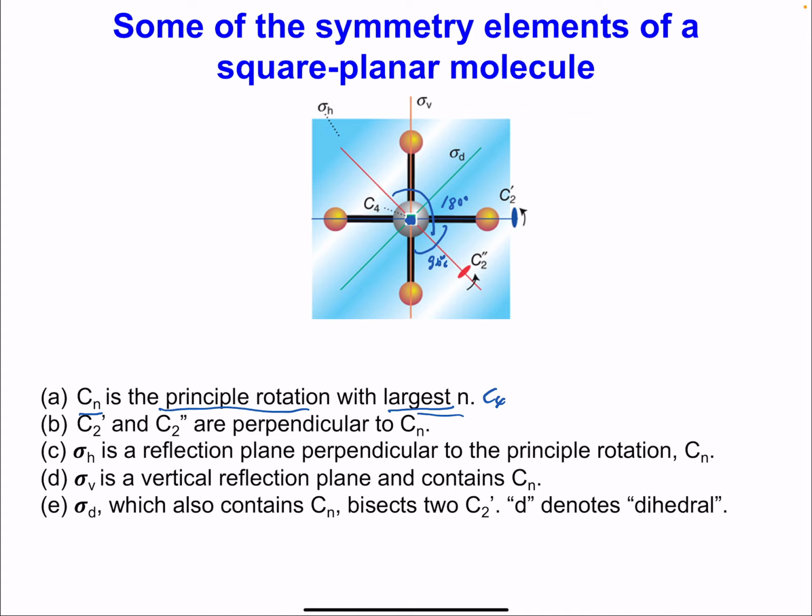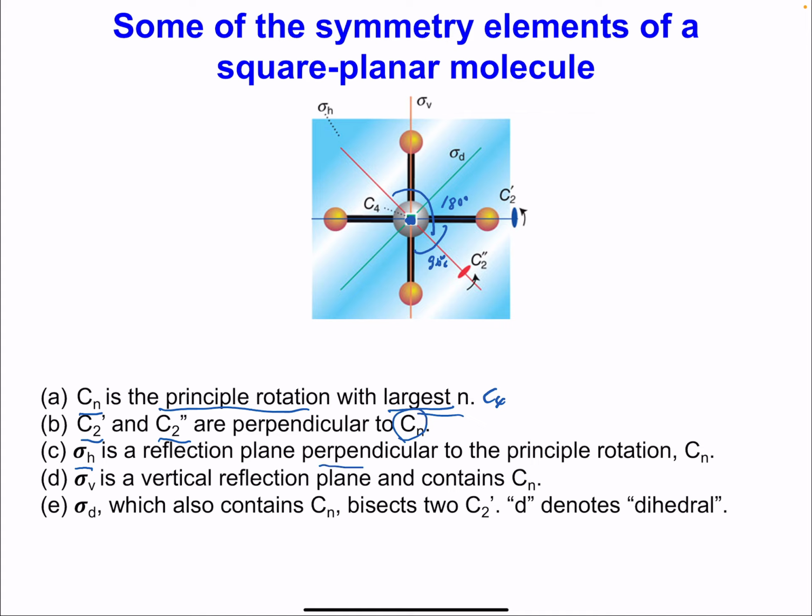And a C4 rotation means you just need to rotate 90 degrees to get the molecule back. But for the same axis, you can also rotate 180 degrees and repeat the molecule. That's called C2. And you also have other C2 axes. One is the green line here, another is the red axis line. They are C2 prime and C2 double prime. They are perpendicular to the Cn. So there are two additional C2 rotation axes.